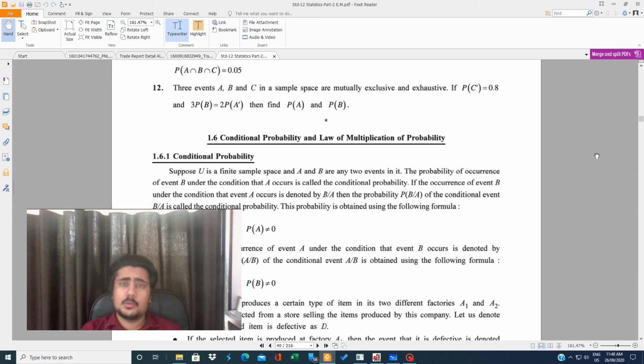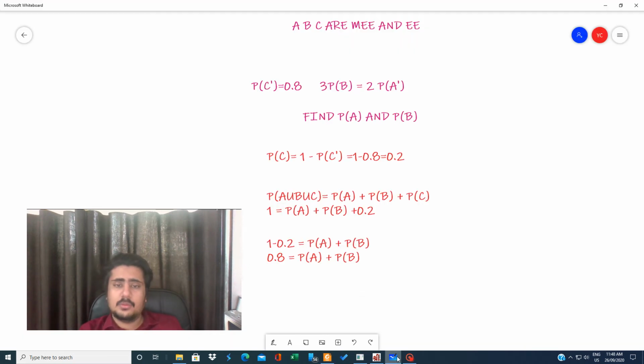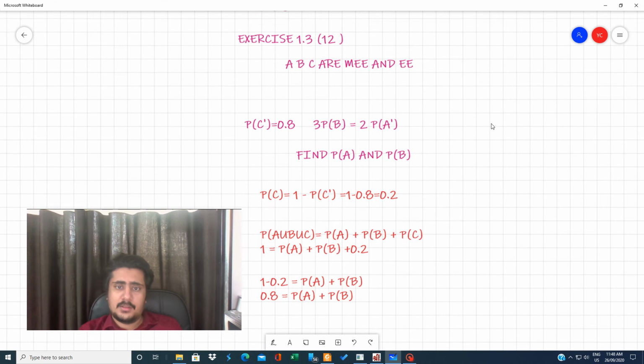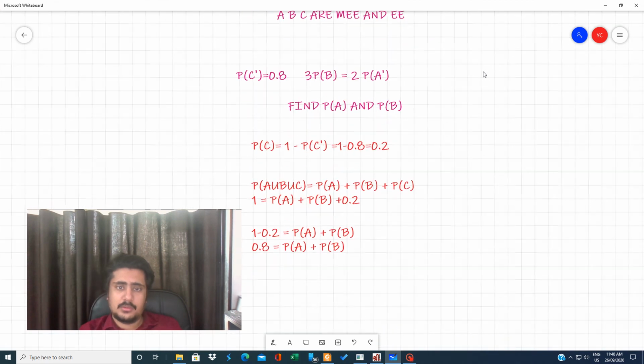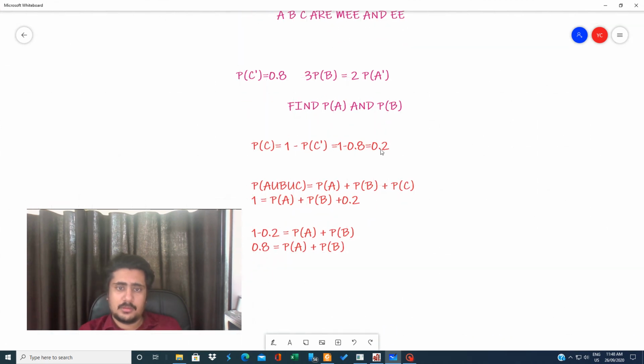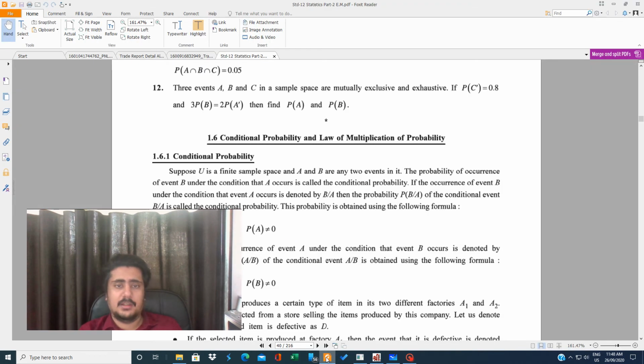If three of them are mutually exclusive, that means there is no intersection. Three of them are exhaustive, that means A union B union C is equal to 1. So as I told you, see what things are given. P of C dash is given. You can see here, P of C dash is 0.8.